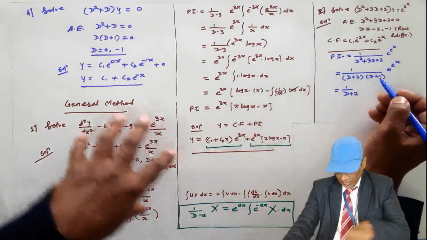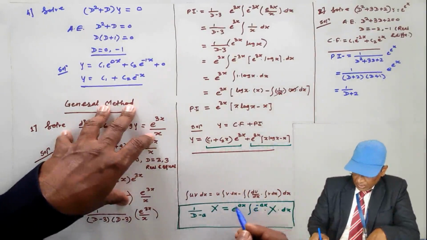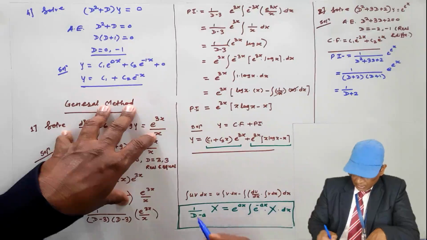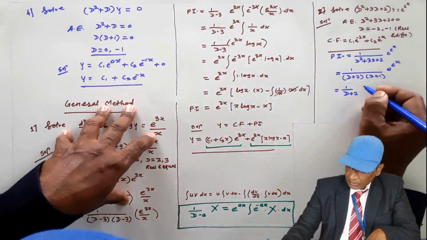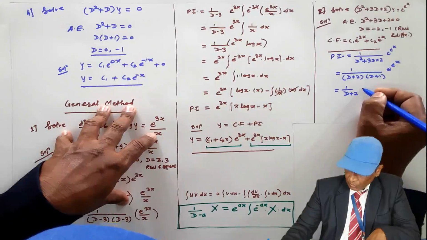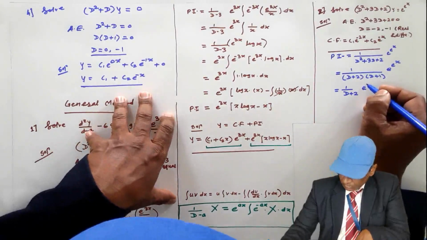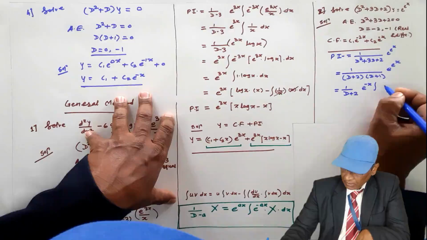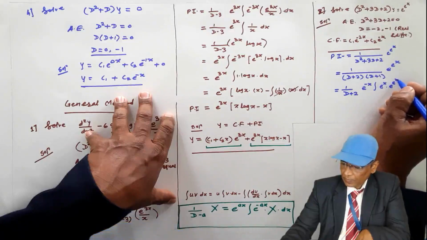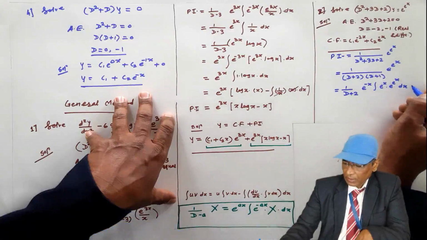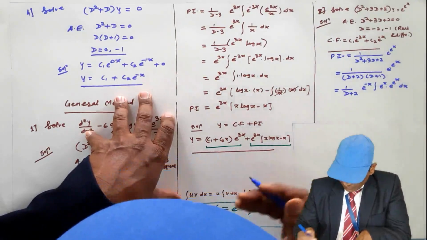1 by D plus a on X e to the power ax, minus x e to the power plus x. Here I have written the formula for minus a. Okay, 1 by D plus 1 I have to write. So it is very clear that I am writing e to the power minus x, integral e to the power x times e to the power x. If you relate this with the formula, here a is minus 1.